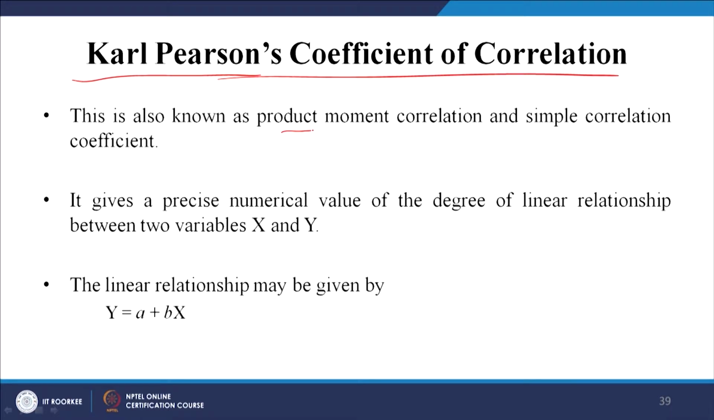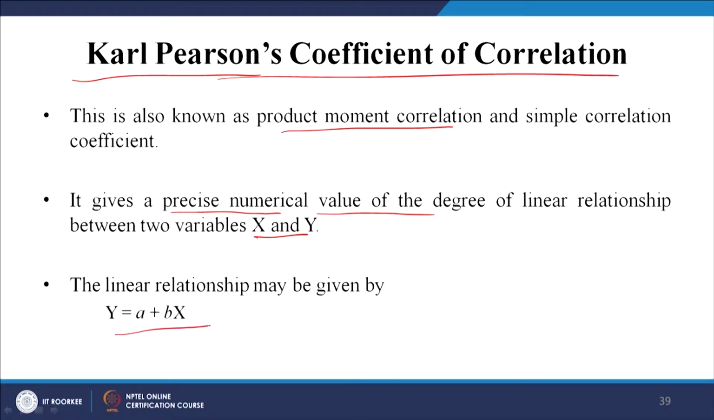So, this is also called as product moment. You must have seen somewhere written as simple correlation or product moment correlation, right. It gives a precise numerical value of the degree of linear relationship between two variables x and y. So, what is the degree of the relationship?